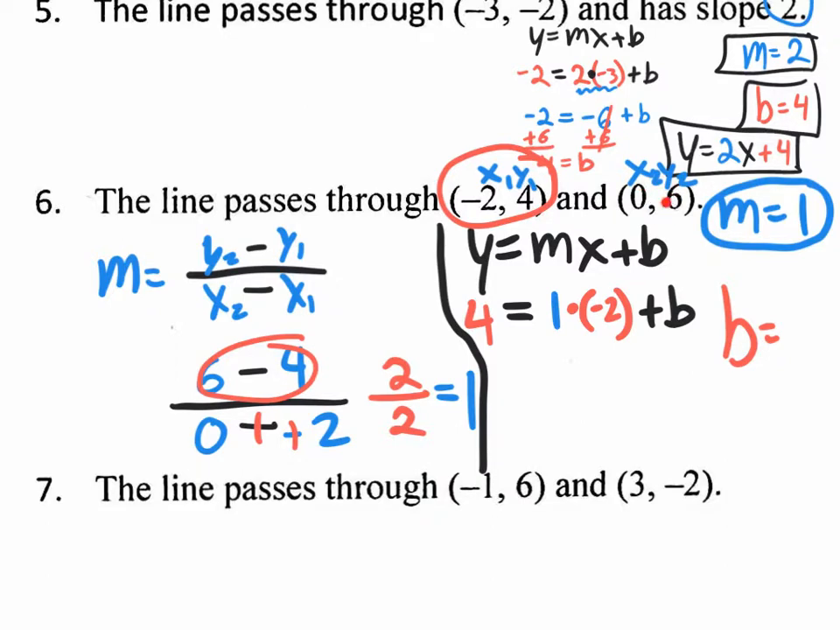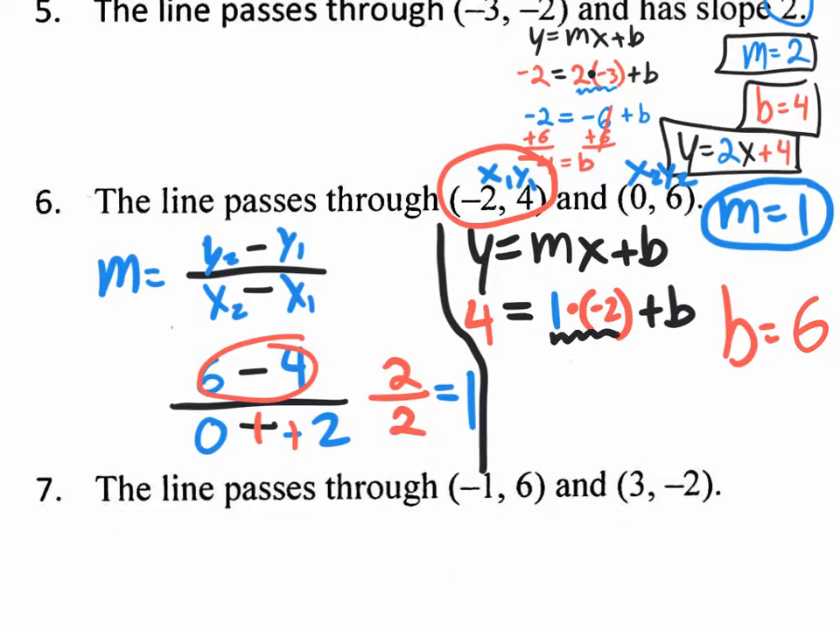0 on the x, 6 on the y. That means that it actually is on the y-axis, right? So this is actually your b value. What's your b value? 6. 0 on the x, 6 on the y, it crosses at 6. So I already know that my b value is 6. But if you want to work it out, that's fine.